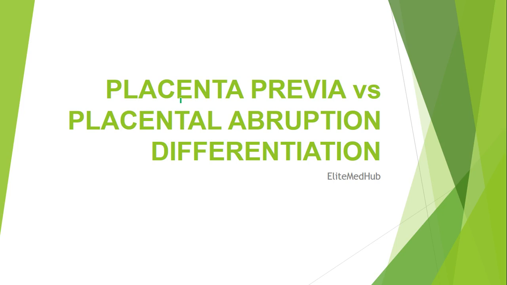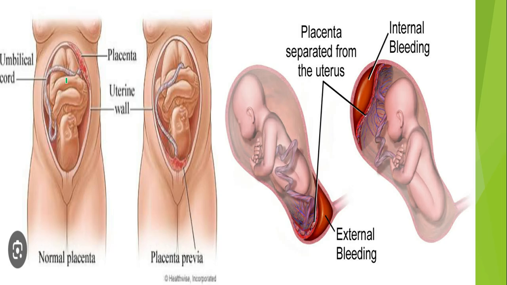Hi and welcome. Let's briefly differentiate between placenta previa and placenta abruptio, also known as placenta abruption. Now we have a diagram of a normal placenta here implanted in the upper uterine cavity and an abnormal placenta implanted in the lower uterine cavity, covering the cervix partially or completely.